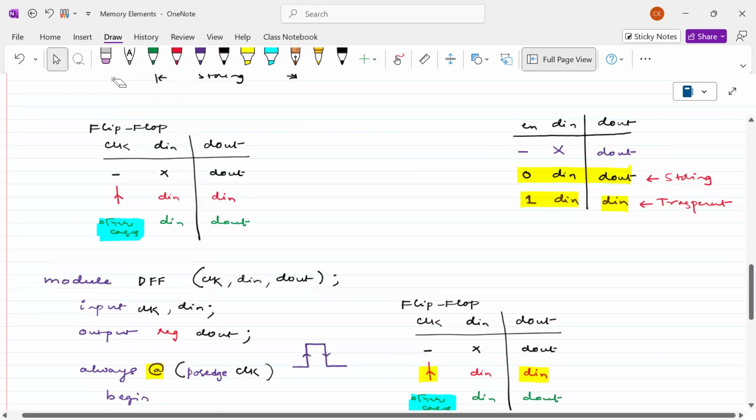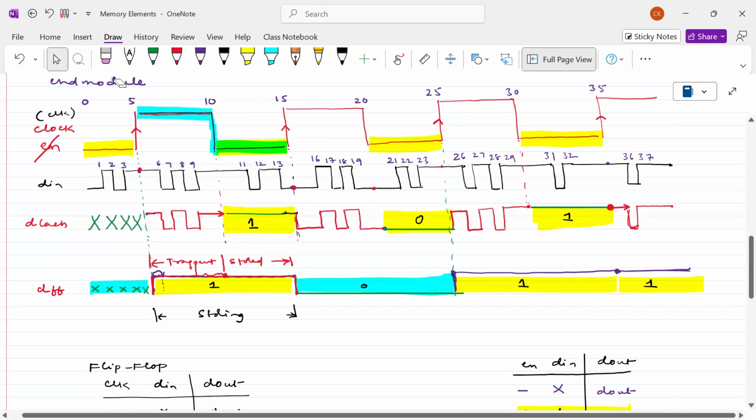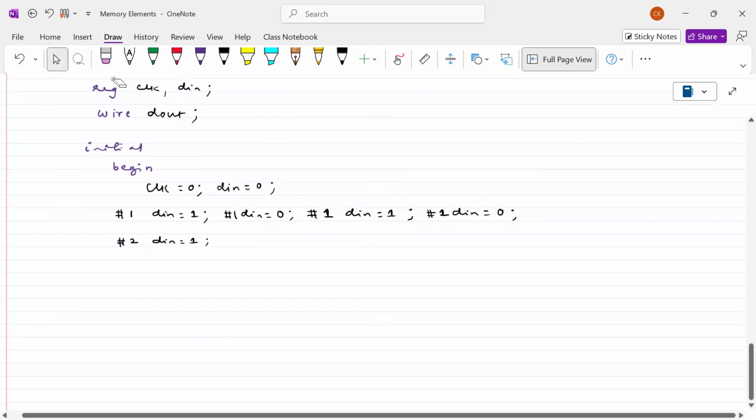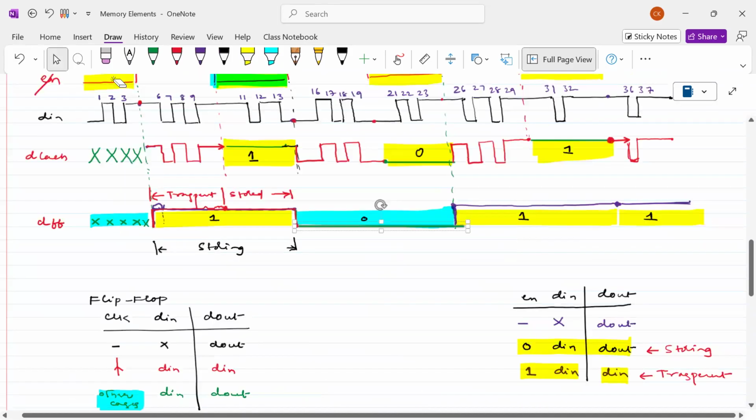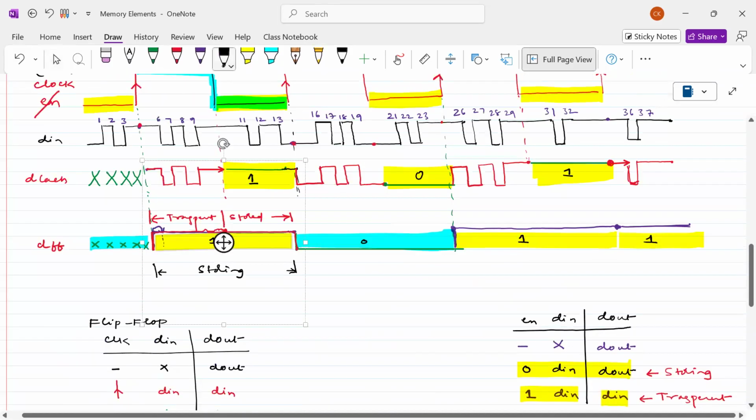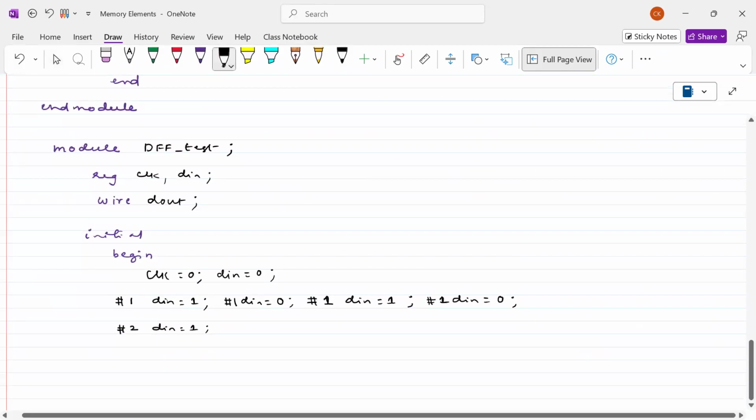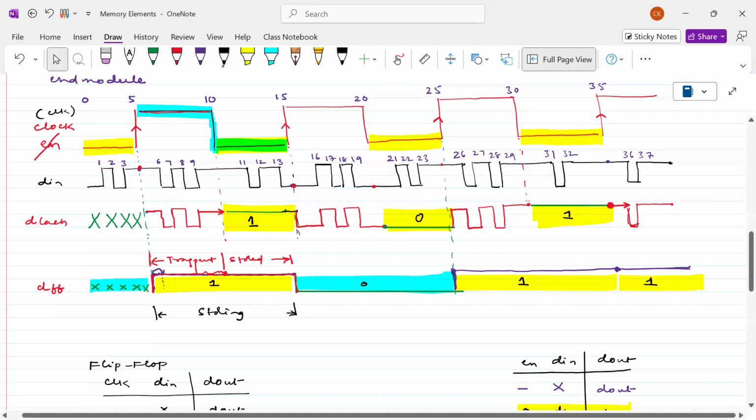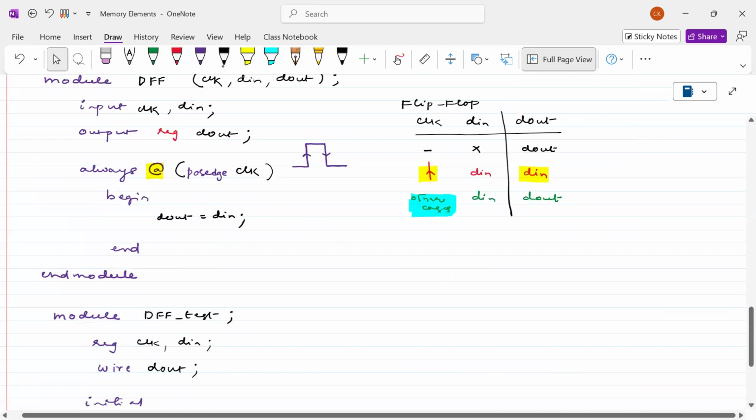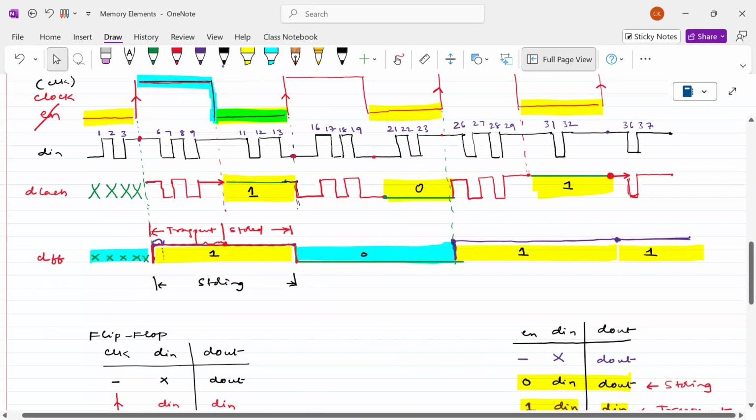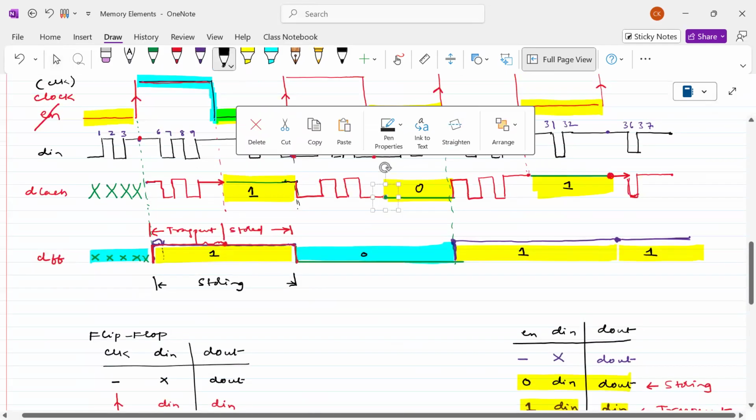Is it 1? At 6 nanoseconds, it should be 1, right? No, at 6 nanoseconds it should be 0. It should go down to 0. Okay, what about this one? 1 it is there. So the 2 must be 0. What about 3? 3 must be 1. What about the 4? The 4 and 5 both are 1 only.